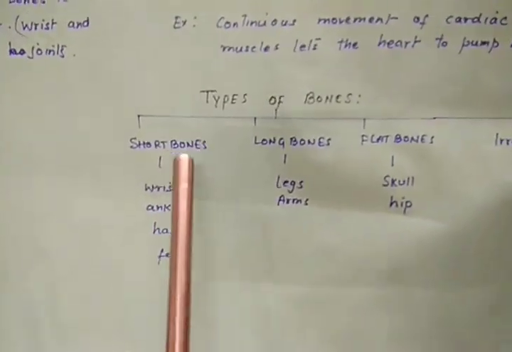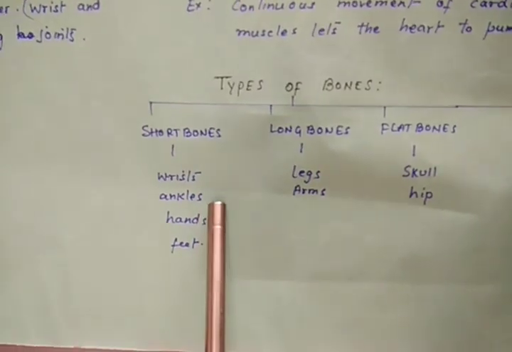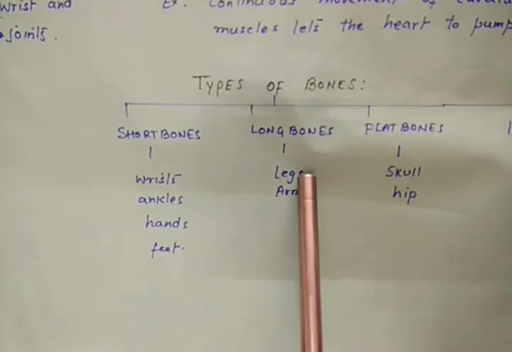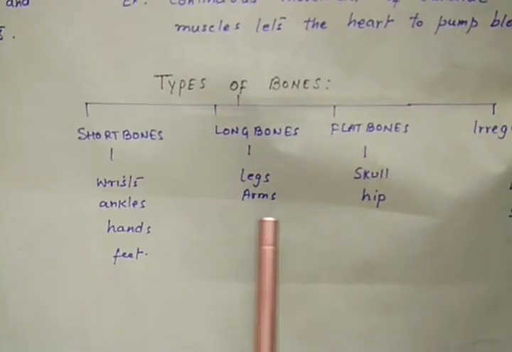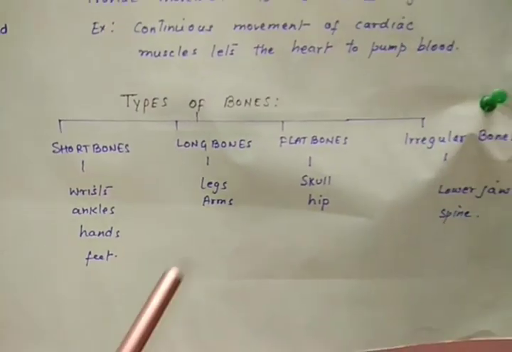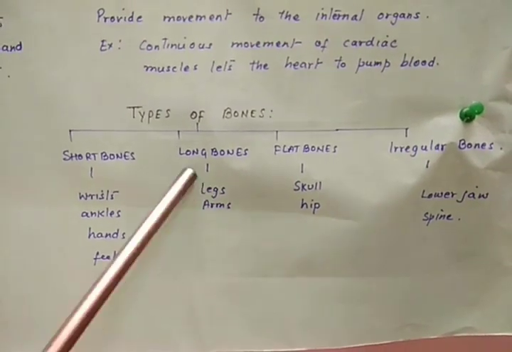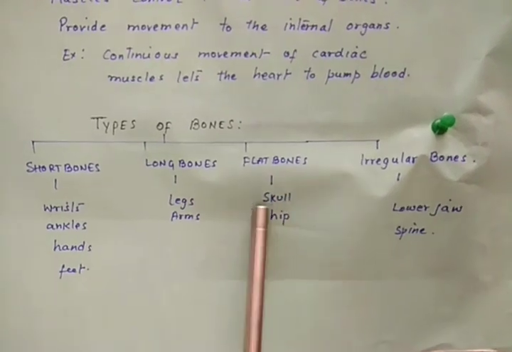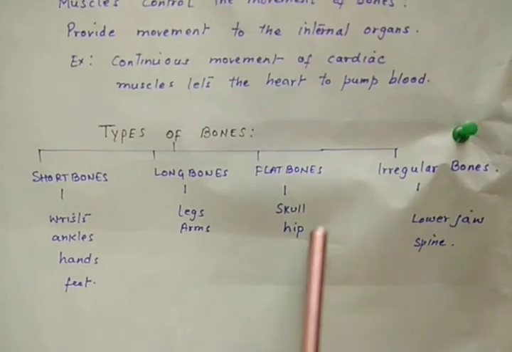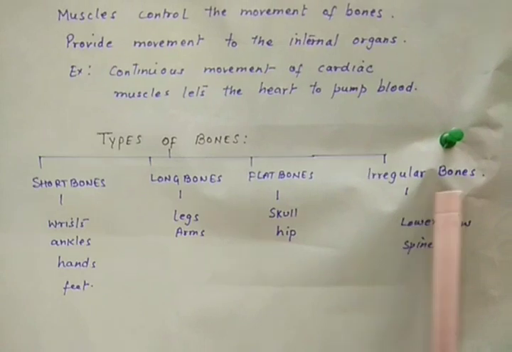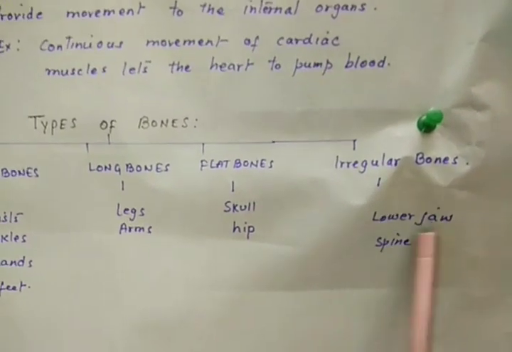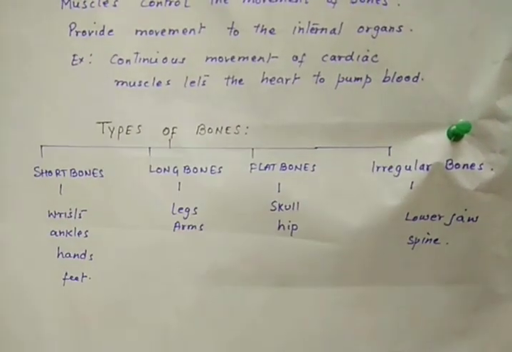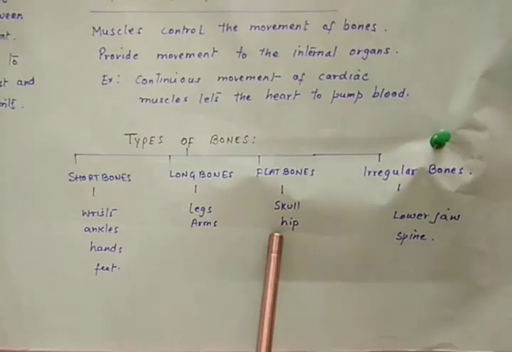Where are short bones present? At places like the wrist, ankles, hands, and feet. Long bones are in the legs and arms. We saw this when we were reading about limbs. Flat bones are related with the skull and hip, and irregular bones are in the lower jaw and spine. These are the different types of bones that we need to know, and we should know the names also.